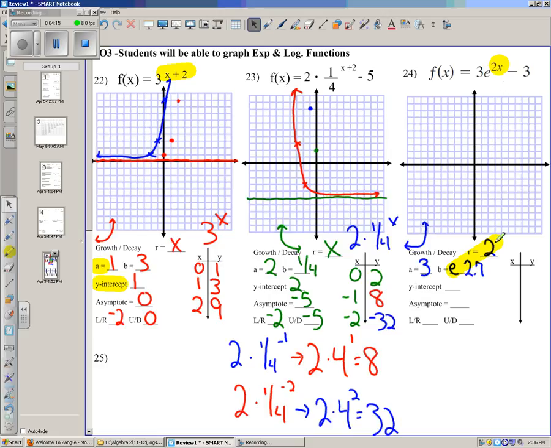My y-intercept is 3, same as a, so I'm going to graph it. I'm going to put it in my t-chart as (0, 3). My left-right number, there is nothing added in the exponent, so it's 0, and my up-down number is -3, which is also the wall. So I'm going to draw that. And now I'm ready to make my t-chart.